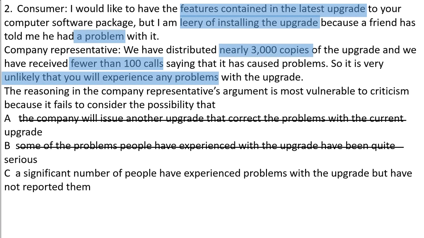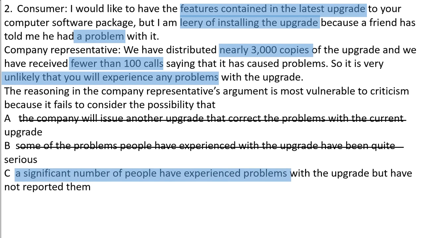Option C: a significant number of people have experienced problems with the upgrade but have not reported them. This option clearly says that a number of people faced the problem but didn't report it to the representative. That is why the number of calls is less than 100. This is what actually answers the question. So option C can be our answer. We'll keep it on hold.